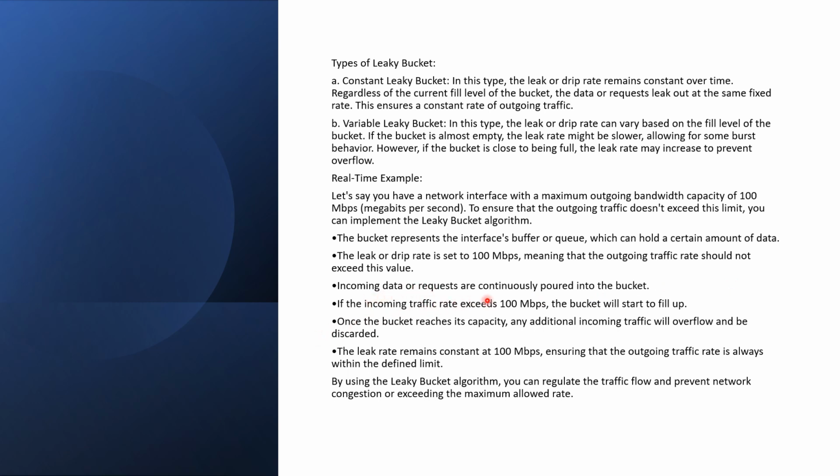Incoming data or requests are continuously poured into the bucket. If the incoming traffic rate exceeds 100 Mbps, the bucket will start to fill up. Once the bucket reaches capacity, additional incoming traffic will overflow and be discarded. The rate remains constant at 100 Mbps, ensuring that the outgoing traffic is always within the defined limit. By using the leaky bucket algorithm, you can regulate the traffic flow and prevent network congestion or exceeding the maximum allowed rate.